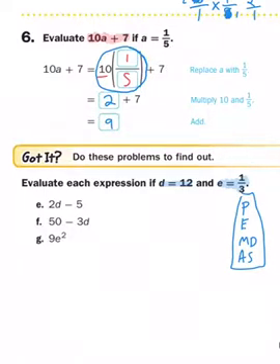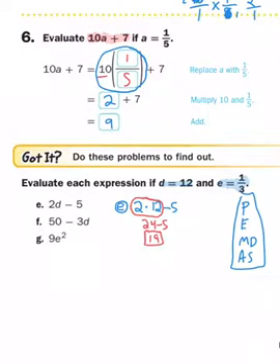All right, let's see how you did. So first off, remember, if you didn't show your work, show it with me as I go over it. I'm going to start with 2 times d minus 5, and I'm going to write that as 2 times 12 minus 5. Now, according to PEMDAS, I must multiply first. So I'm going to do 2 times 12, which is 24. 24 minus 5 is 19. So if you had 19 for E, give yourself a C.